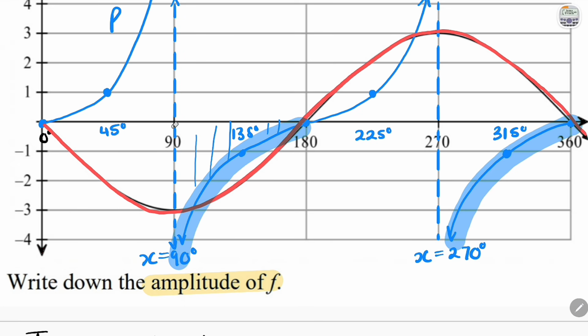We can't really say the same for 90 degrees because there's an asymptote here. The graph doesn't have a y value here. It's undefined. So these are values that are greater than 90 degrees, but less than or equal to 180 degrees. So x is greater than 90 degrees and less than or equal to 180 degrees. That's our first solution. We can put that down.